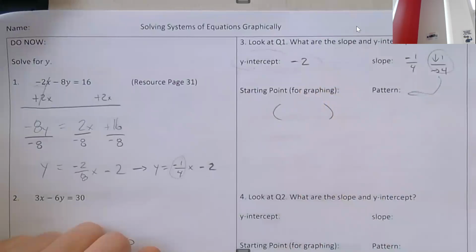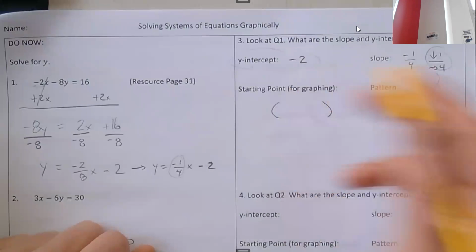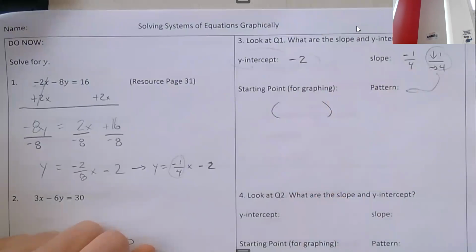Please, there's nothing to laugh about. Turn and talk to a teammate. What is the starting point for your graph based on y-intercept equal negative 2?